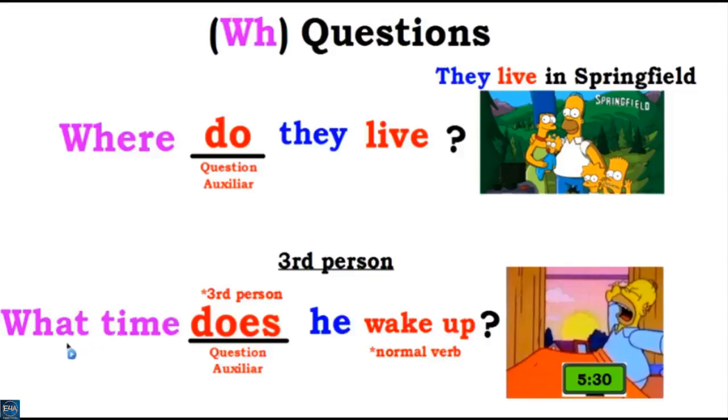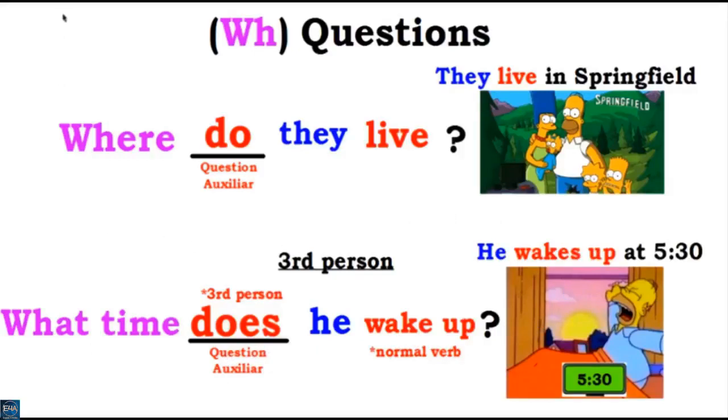The question word, what time, the auxiliary, does, my subject, he, and my normal verb, wake up. Remember, this is the third person conjugation on the question auxiliary. So what time does he wake up? He wakes up at 5:30.